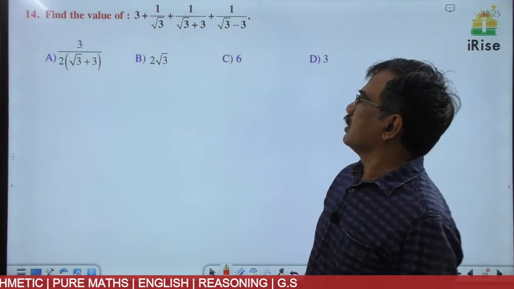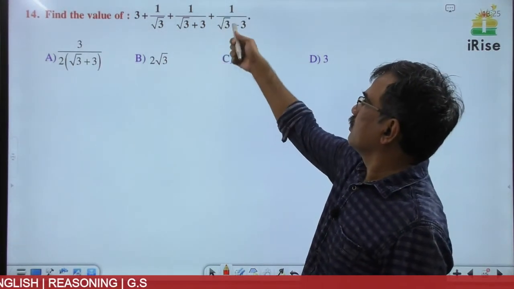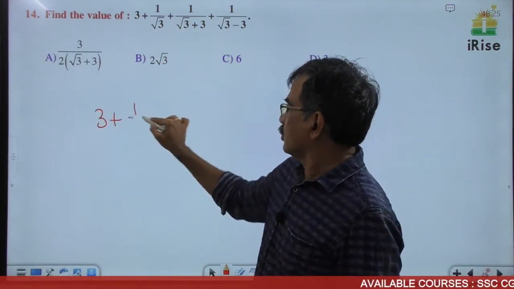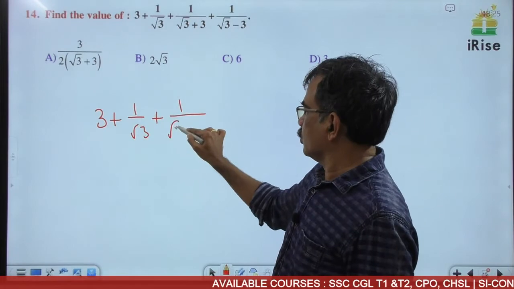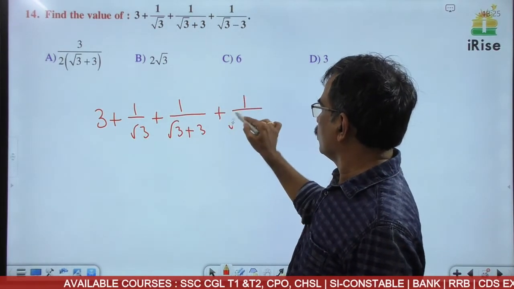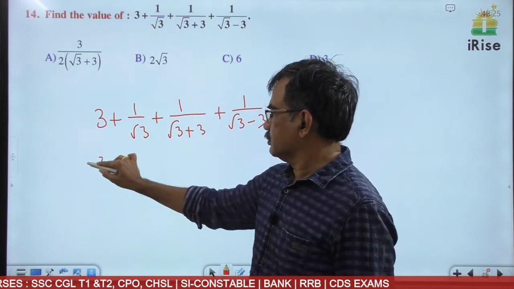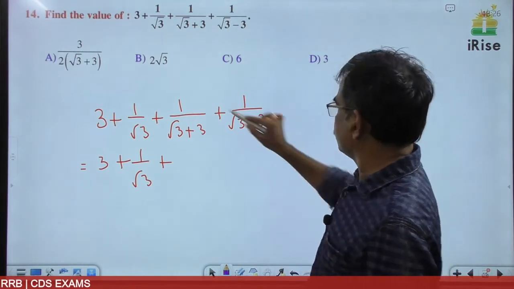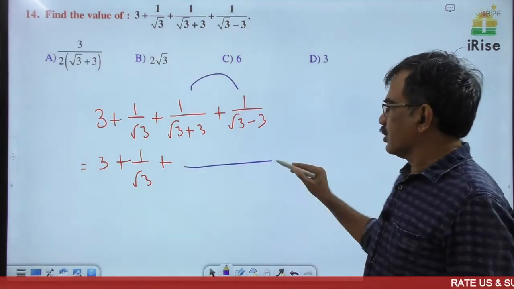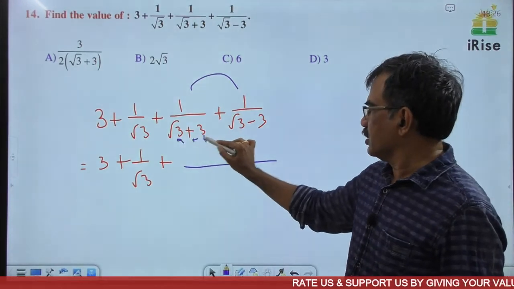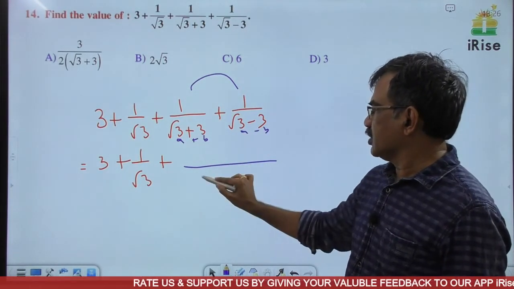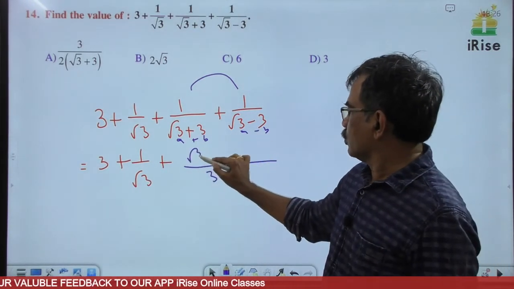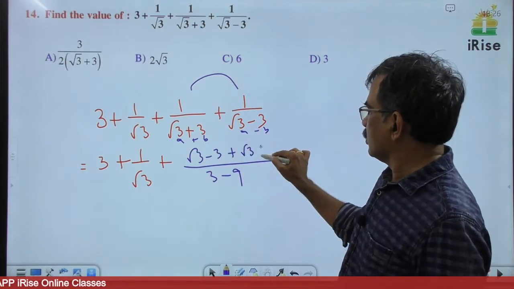Find the value of 3 plus 1 by root 3, plus 1 by root 3 plus 3, plus 1 by root 3 minus 3. Just I want to add these two first, only these two. LCM is A plus B, A minus B, which is nothing but 3 minus 9, A square minus B square. Then we get root 3 minus 3 plus root 3 plus 3 in the numerator.